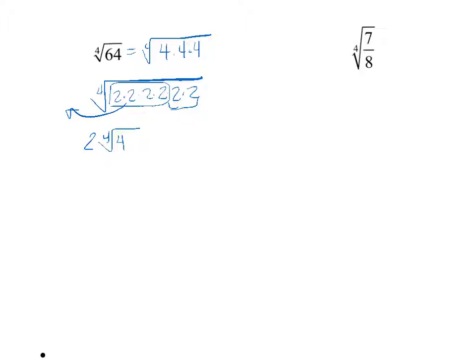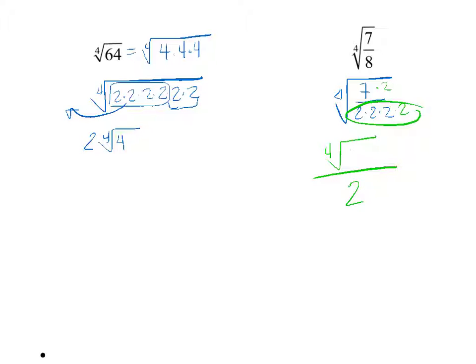Remember, I'm looking for groups of 4 on this one because of the 4. Now, for this next one, I have the 4th root of 7 over 8, and 8 is three 2s. So now I need to put another 2 in there to give me my fourth 2, but I need to do that to the top also. So I have a grouping of 4. That means the bottom is going to be 2, the 4th root of those 2s is 2. And then on the top, I still have 7 times 2, which is 14.